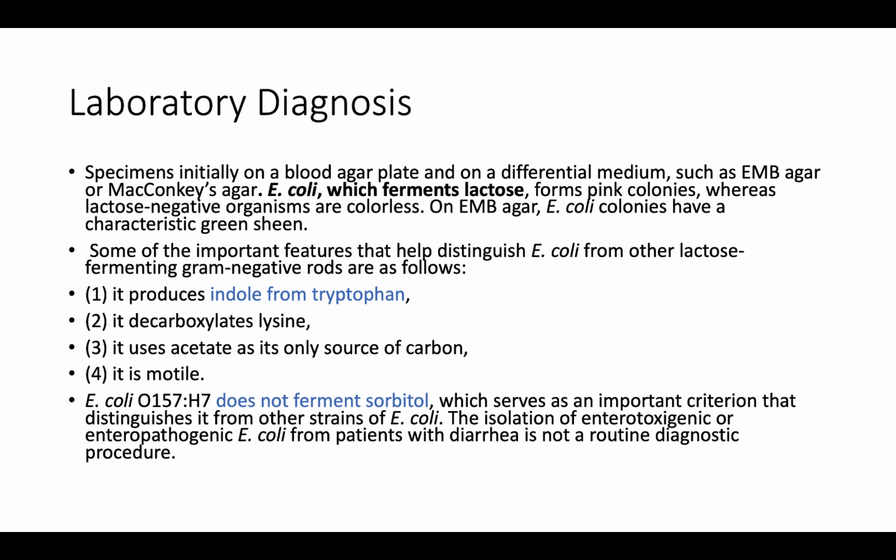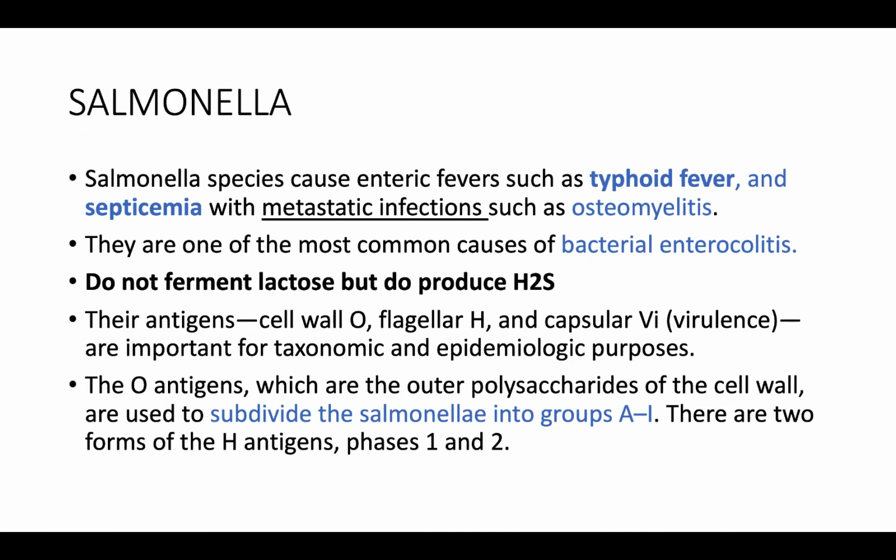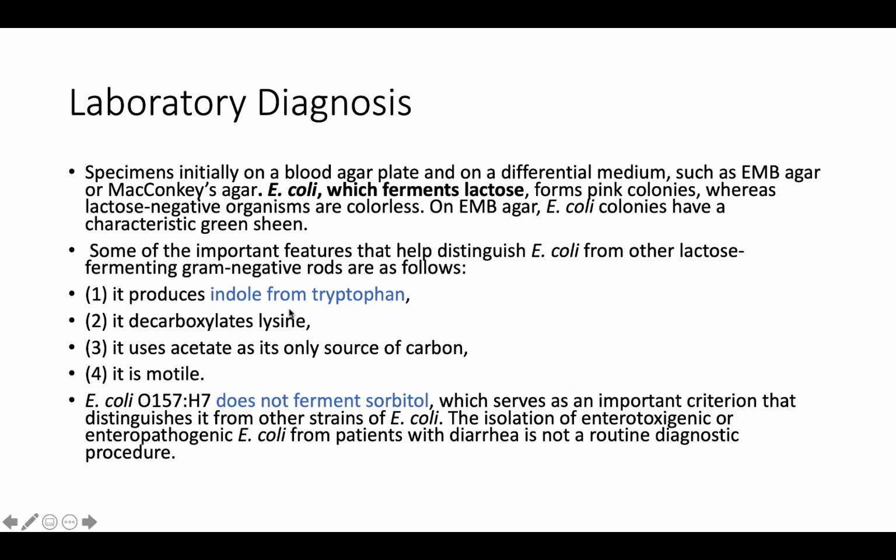Where were we? Lab diagnosis. Specimens are plated initially on a blood agar plate and on a differential medium such as EMB or MacConkey. E. coli ferments lactose, we covered all this. Some of the important features that help distinguish E. coli from other lactose fermenting gram negatives: it produces indole from tryptophan, so it is an indole producer. It's easy, you can find it on indole production. This is very important for E. coli.